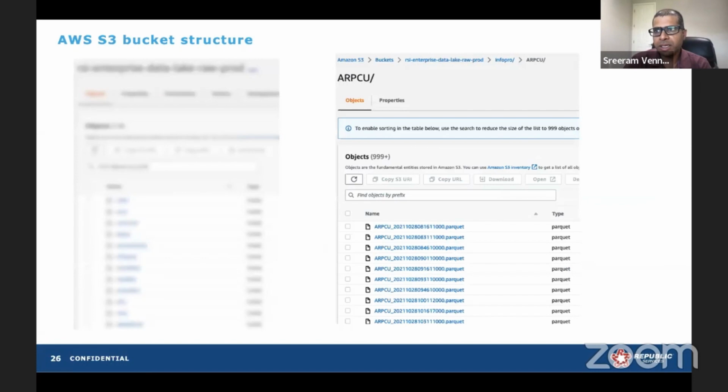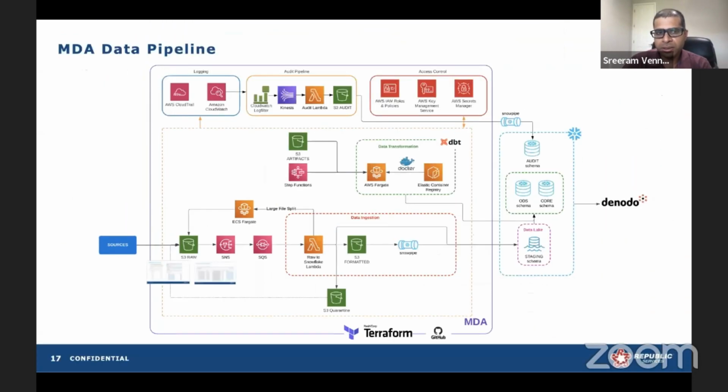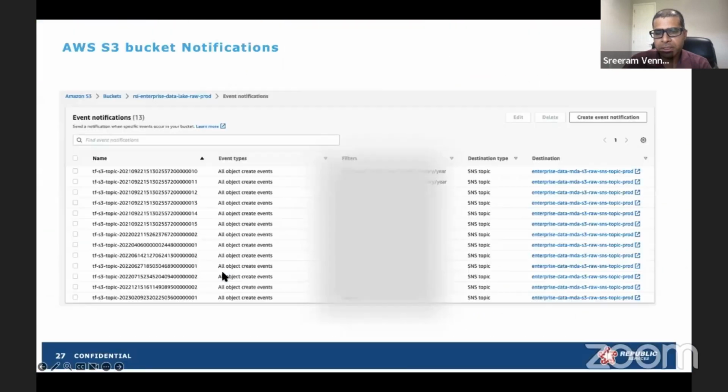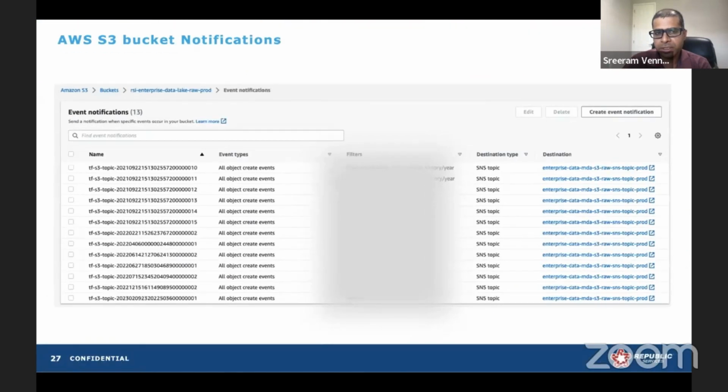Once the data lands on S3, we have SNS configured, which is listening to the events being written to the raw bucket. So this whole pipeline is configuration based. As soon as you configure SNS saying you have a new data source that is being ingested, the pipeline gets invoked and starts processing this data.